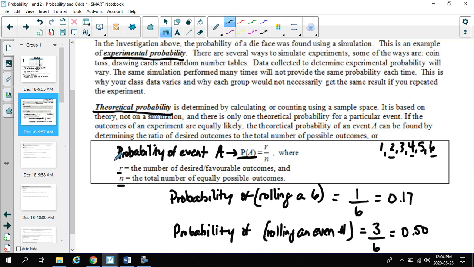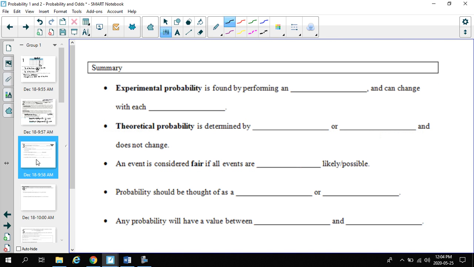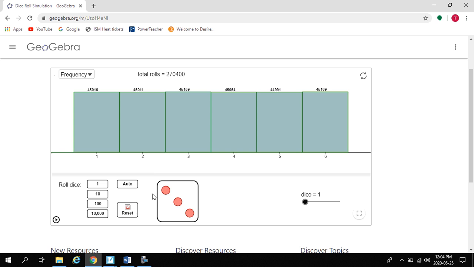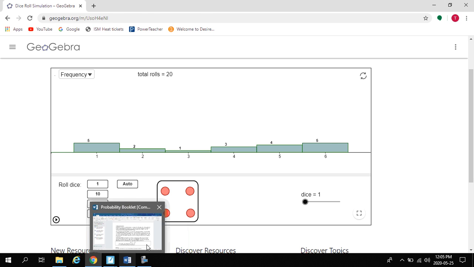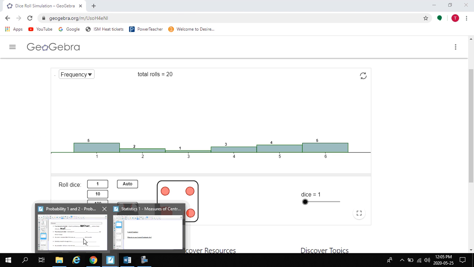There is a summary at the end, like there's 6 practice questions. There's a summary at the end, which is this one. An experimental probability is found by performing an experiment and can change with each trial. So if I re-roll the dice, if I reset and I roll it 20 times, you see we got different numbers than last time. So 6 is still my most common, but it's tied with 1, and it's a different set of numbers from last time. So that's our experimental probability.